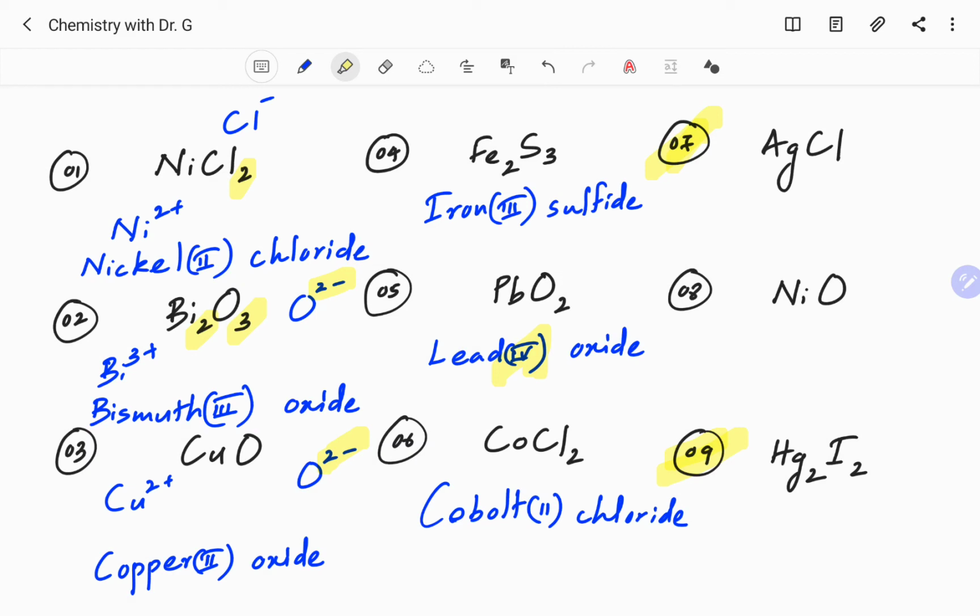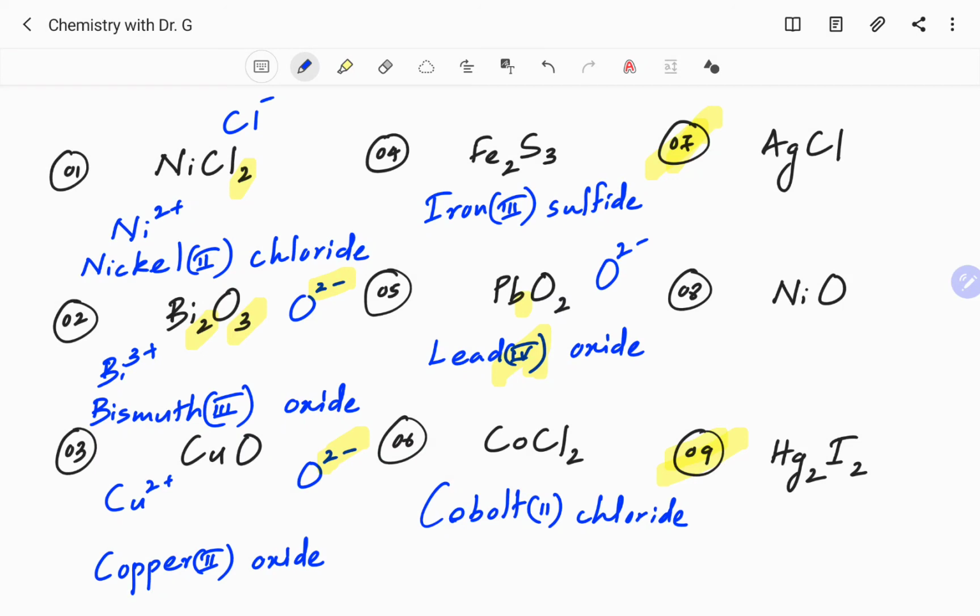The key here is that you don't see a number next to Pb, right? But oxide is O2-, so you should have a number 2. You don't have it. That means you have to multiply it by 2, so this 2 becomes 4. Cobalt 2 chloride. So those are the names for 4, 5 and 6.